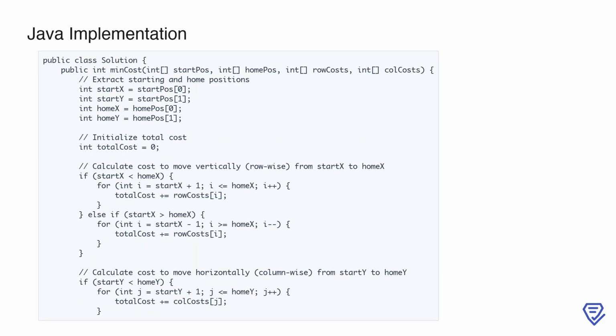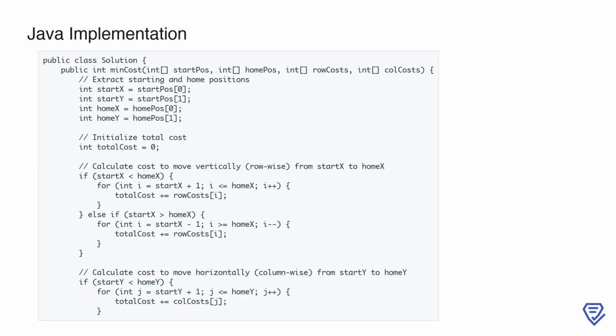Here, we begin by defining a class called Solution and implementing the minCost method. This method takes four parameters: start_pos and home_pos, which represent the starting and target positions of the robot, and row_costs and col_costs, which specify the cost of moving through each row and column in the grid. First, we extract the starting and home positions into separate variables to make the code more readable. Then, we initialize a variable total_cost to 0, which will accumulate the total movement cost.